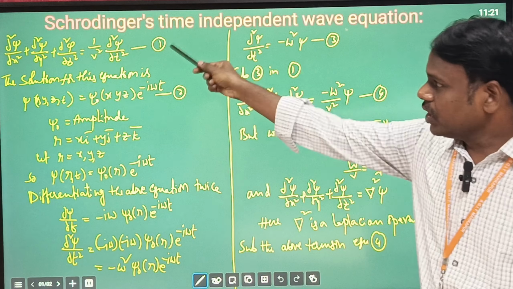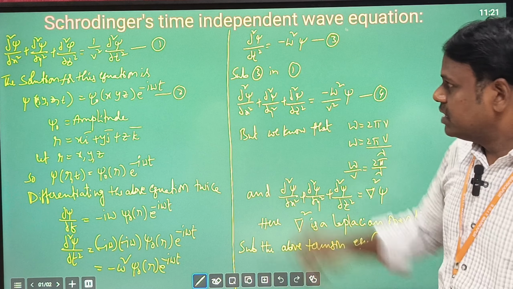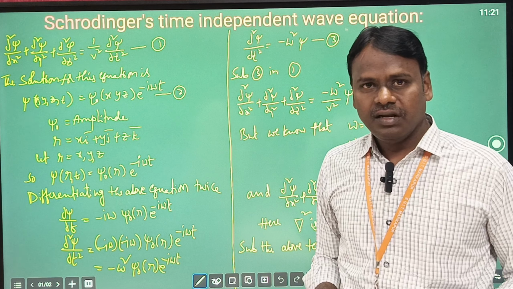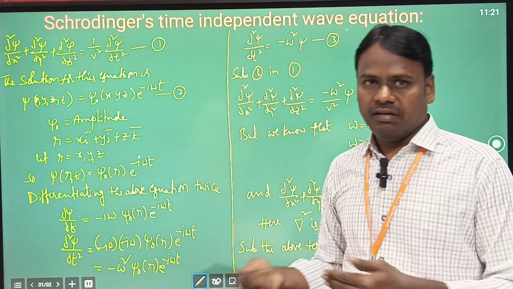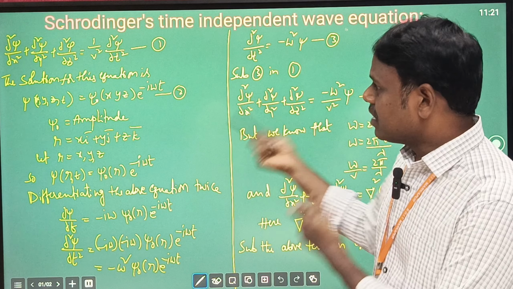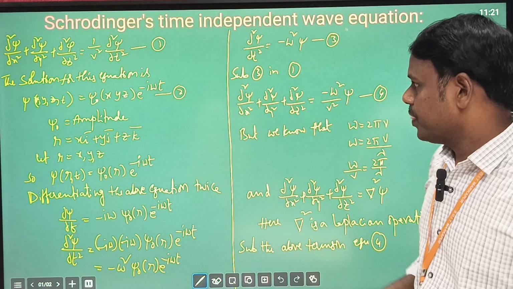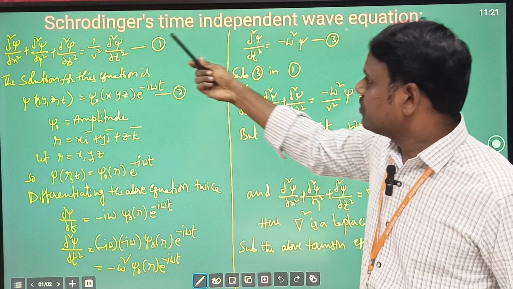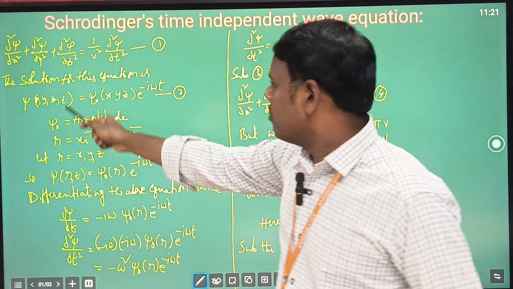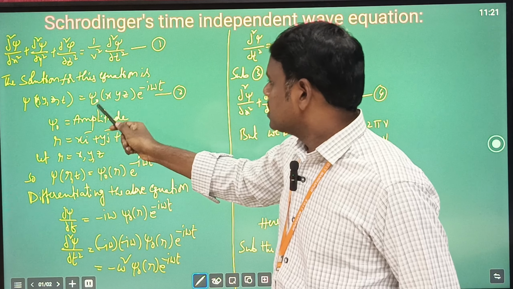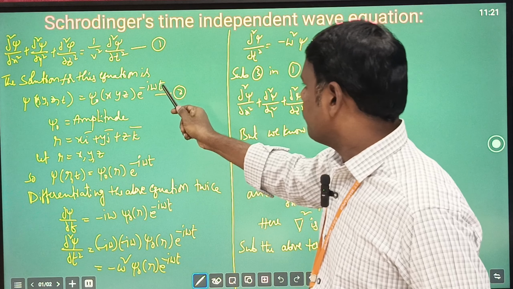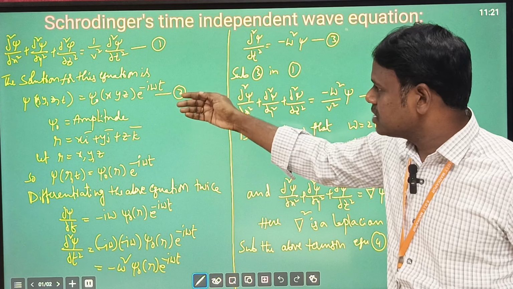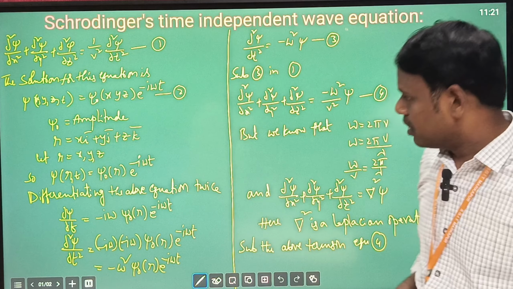See, it is a second order differential equation. We can write a general solution for the above said equation. What is the general solution for equation number 1? Psi of x comma y comma z comma t is equal to psi naught of xyz e power of minus i omega t. This is the general solution for equation number 1.